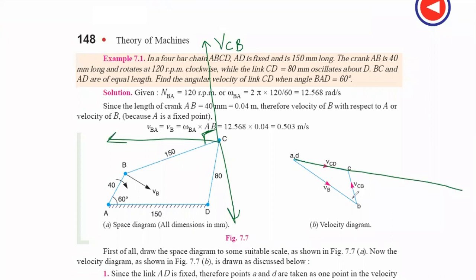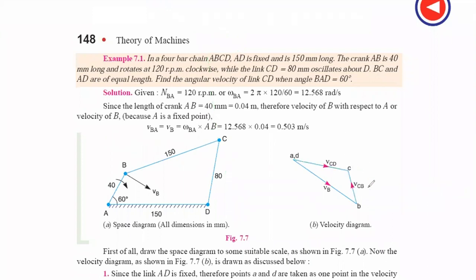Okay, Anjali. So that direction must be upward so that the intersection point will give the small c point. Okay, so this is how the c point can be located. That can be written as velocity CD, that can be written as velocity CB, that can be written as velocity B, or you can also write it as VBA. I hope it is clear how to draw the velocity diagram.